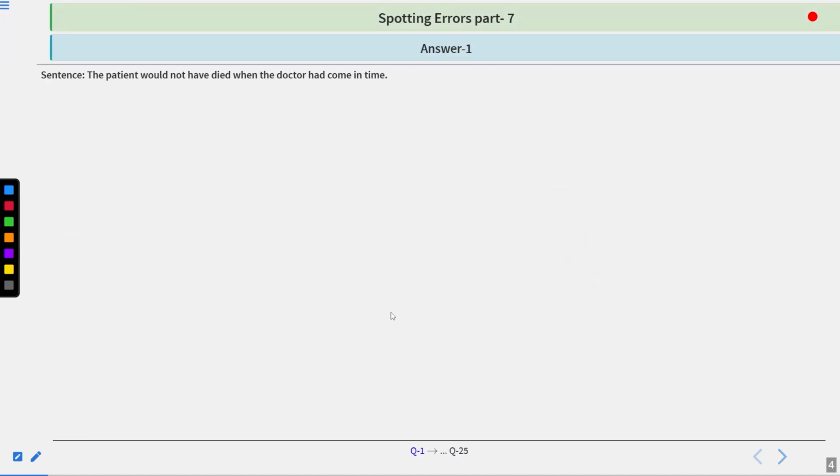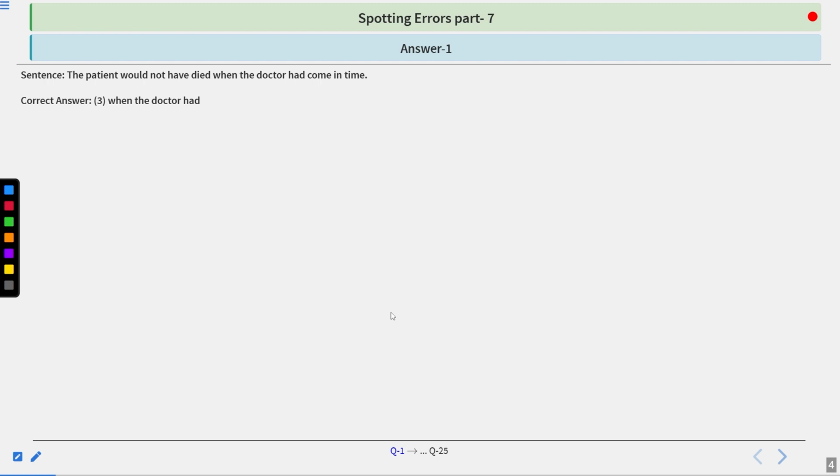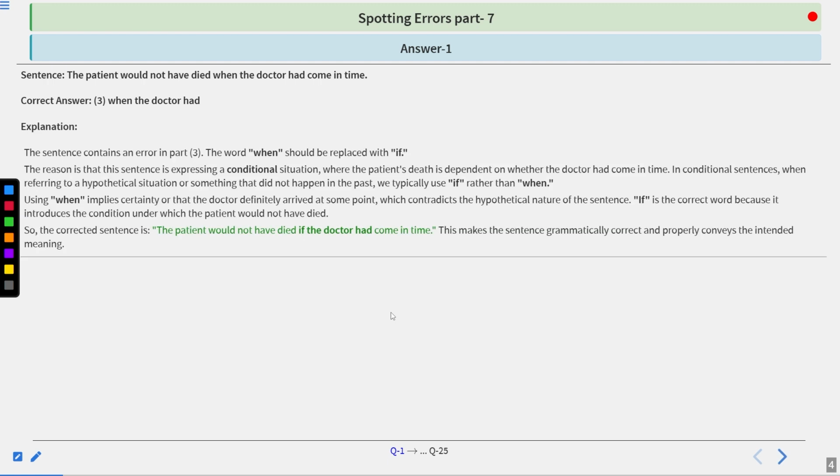Let's look at the correct answer. The correct answer is "when the doctor had", option number 3. And the explanation is the word when should be replaced with if. The reason is that the sentence is expressing a conditional situation, with the patient's death being dependent on whether the doctor had come in time.